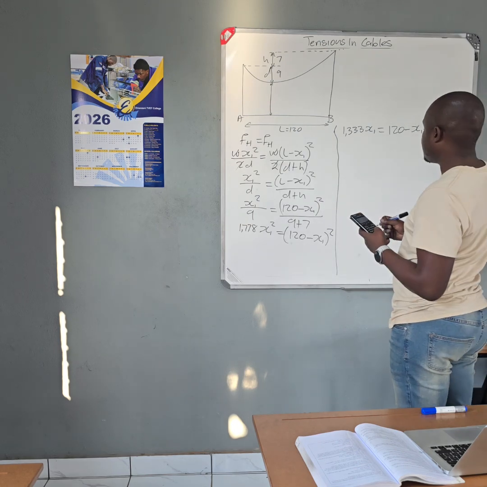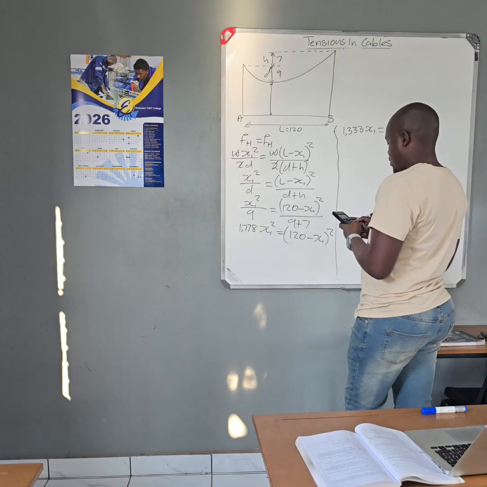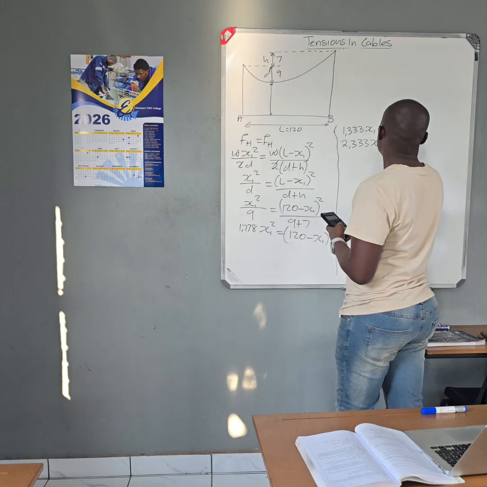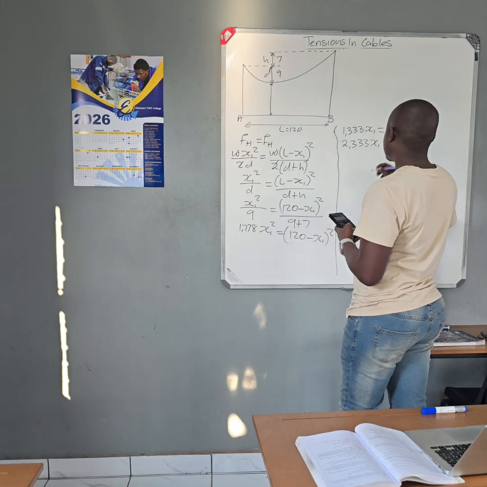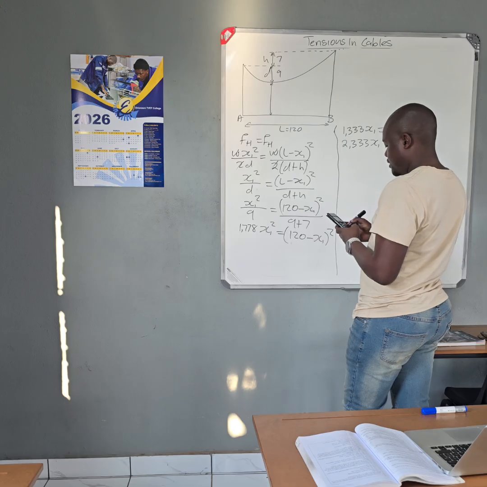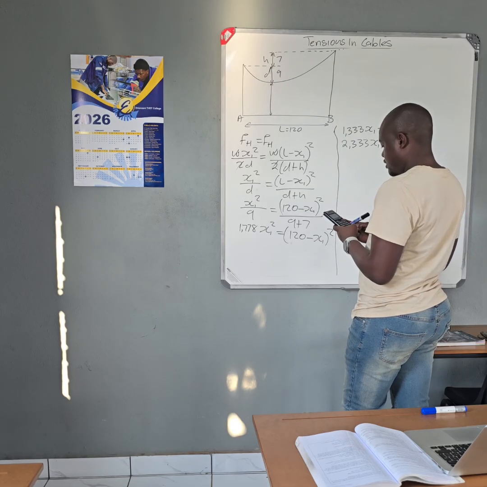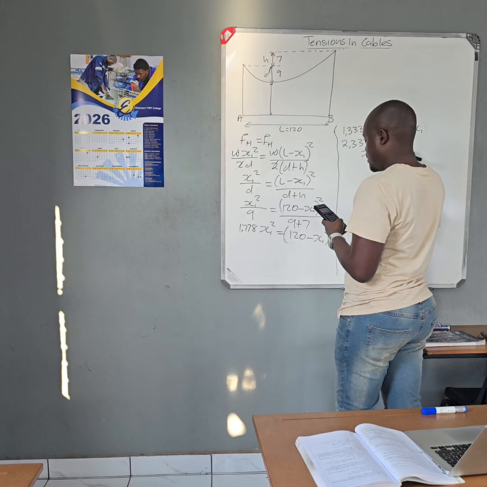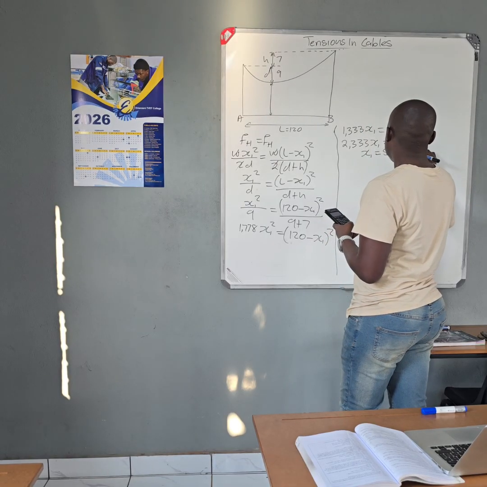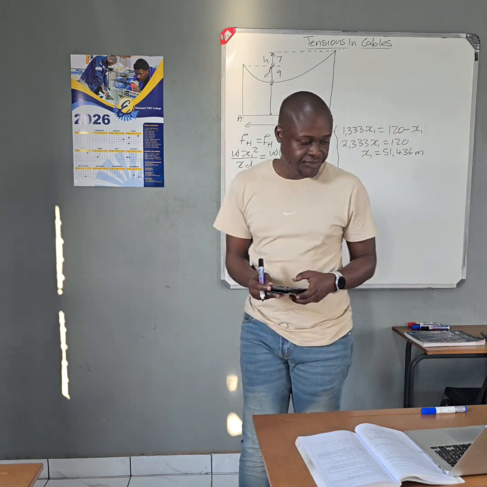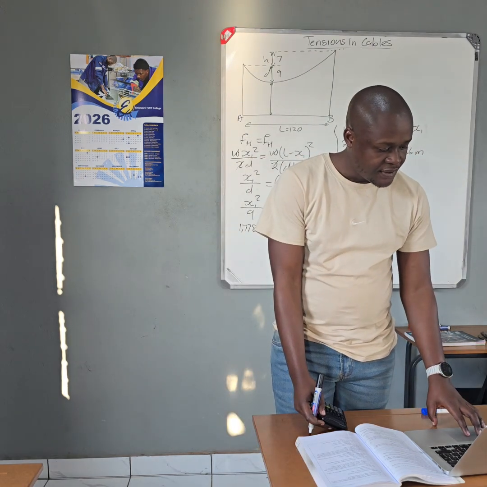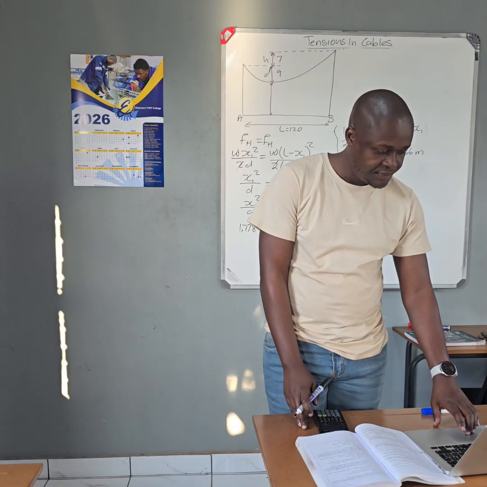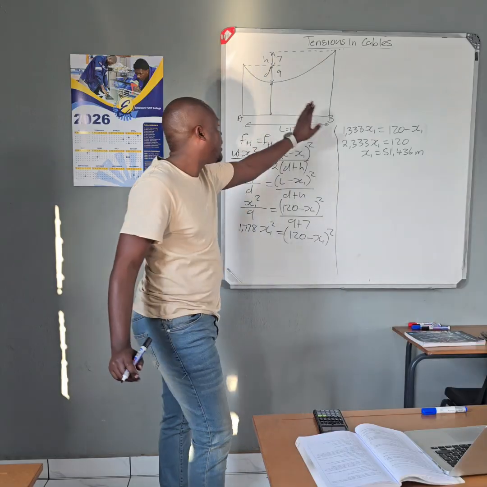Then x1 goes that side. It's going to be 2.33 x1, and this is going to be equal to 120. For 120 divided by 2.33, we get x1 is equal to 51.4346 meters. Right. So now that we have x1, we can find the other distance.